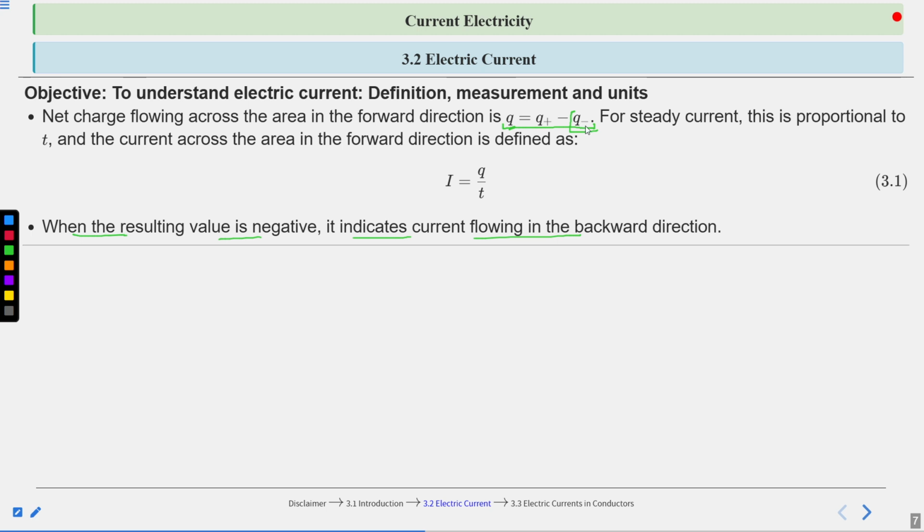So the amount of this Q negative will be positive. Minus of this positive value will be negative, so this net Q will be negative. If the resulting value is negative, it means the current is flowing in the backward direction. If the electrons are moving in the forward direction, then the current is in the backward direction. It is representing that thing.